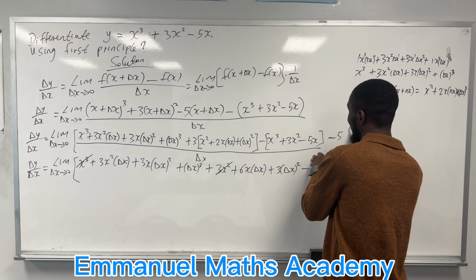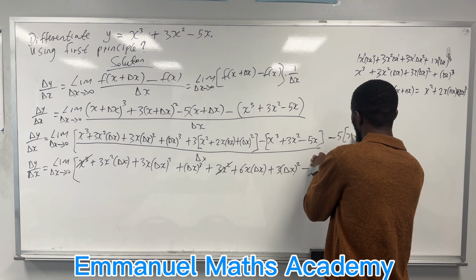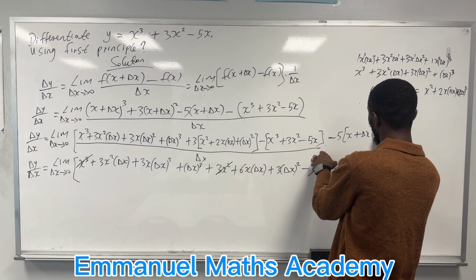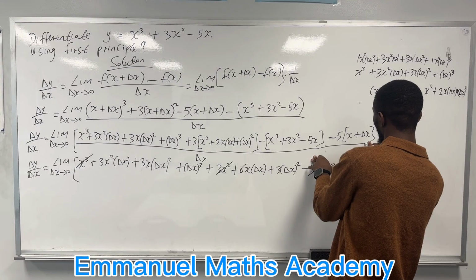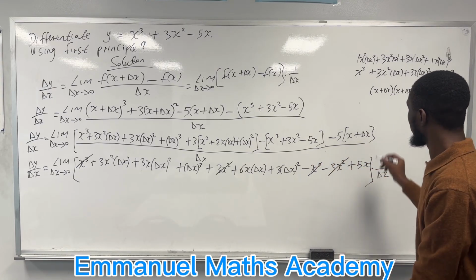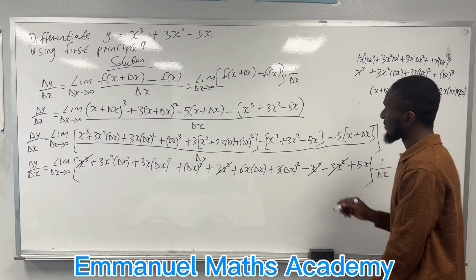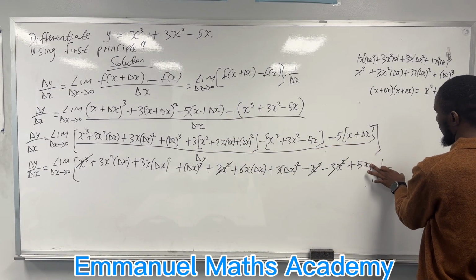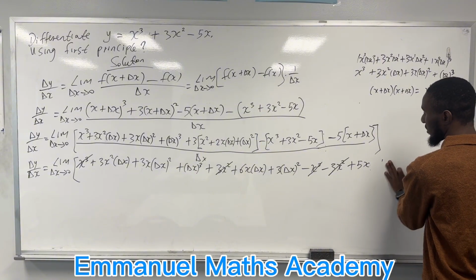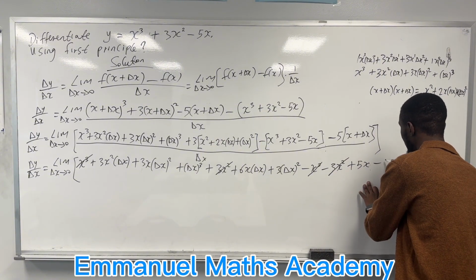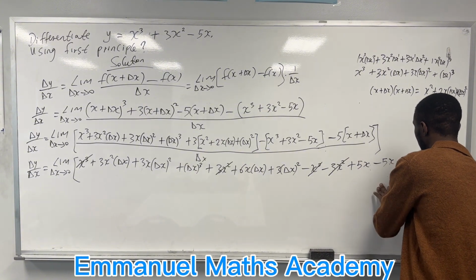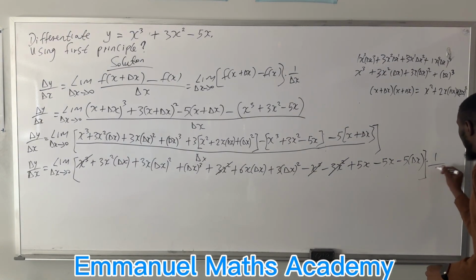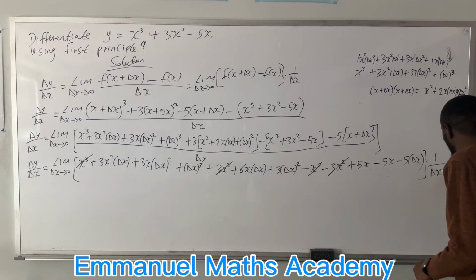So minus 5 times x plus delta x. Let's also bring it down here. So if we bring it down here, we also have what? Here we have minus 5x minus 5 delta x. So everything here times 1 over delta x.